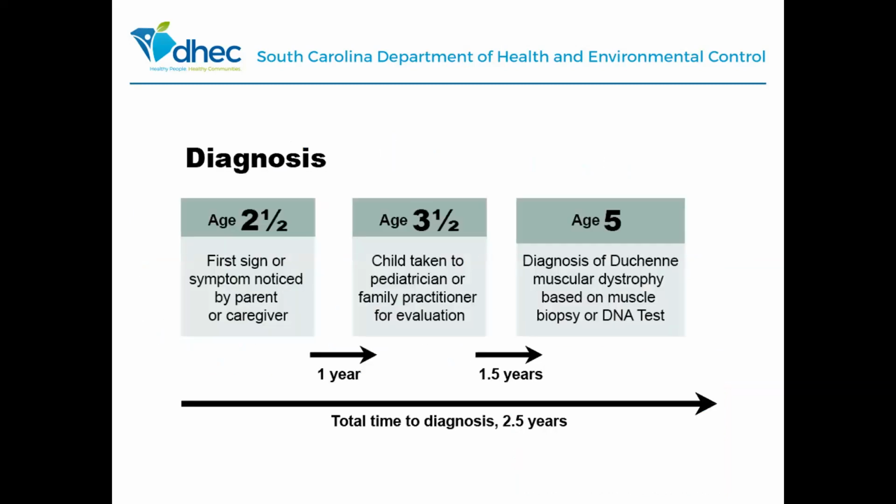Muscular dystrophy is tricky because you don't necessarily find out about it at birth. The child can be 2.5 years of age before the parent ever notices any symptoms of muscular dystrophy.